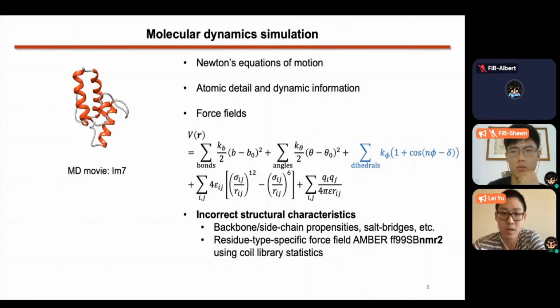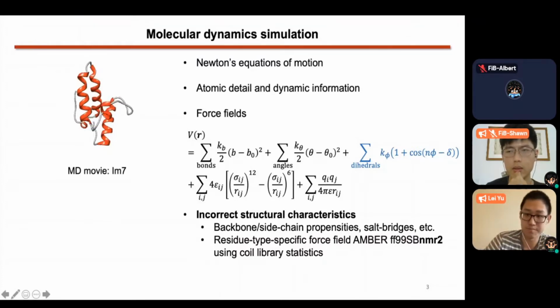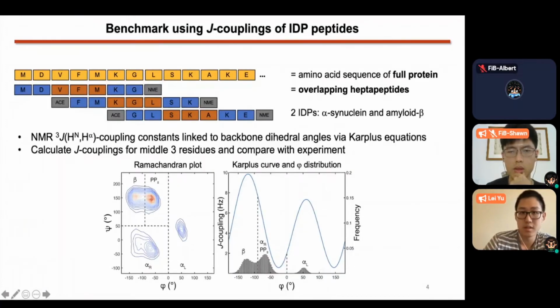So for that, we utilized coil library statistics and developed a residue-type specific force field, Amber FF99SB-NMR2, mainly by optimizing the dihedral function. So here we are going to use IDP peptides, alpha-synuclein and amyloid beta, two IDPs, to do the benchmark.